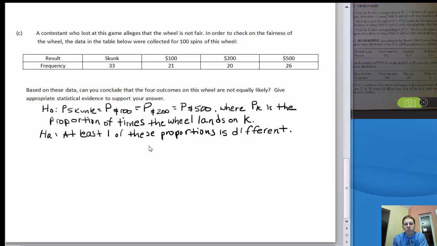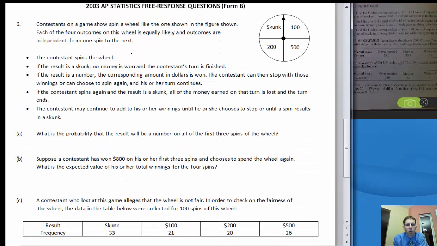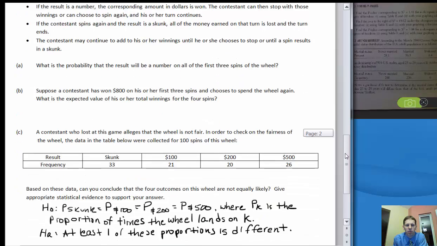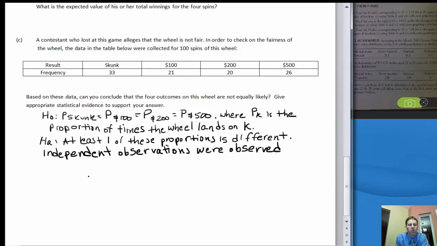In the problem itself, you'll notice that it doesn't mention anything about a random sample. However, outcomes are independent from one spin to the next. So what you spin on one spin has no impact on the next spin. That's one of our conditions. It doesn't have to be a random sample if independent observations have been taken. So we'll write that down.